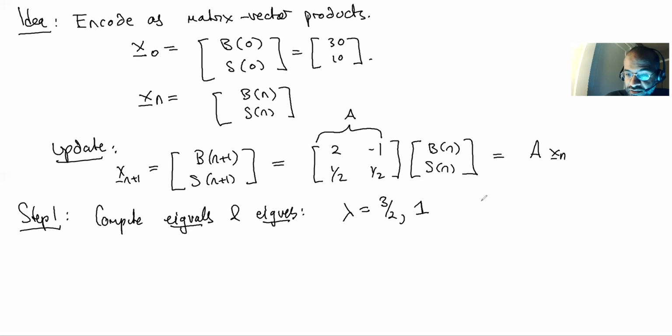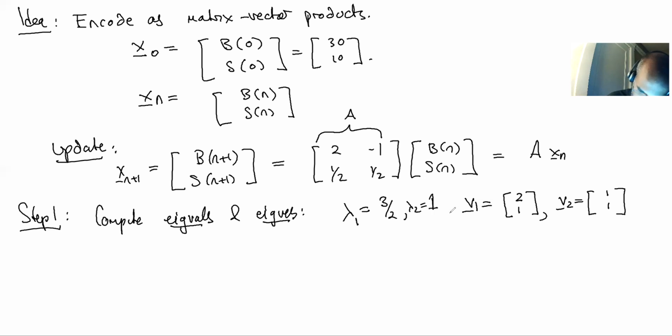And the eigenvectors are, let me just write the eigenvectors. The eigenvectors are (2, 1) and (1, 1). Okay, let me give these names. So this is lambda 1, and this is lambda 2. I won't repeat the algorithm, but you can check that these are indeed eigenvalues and eigenvectors.